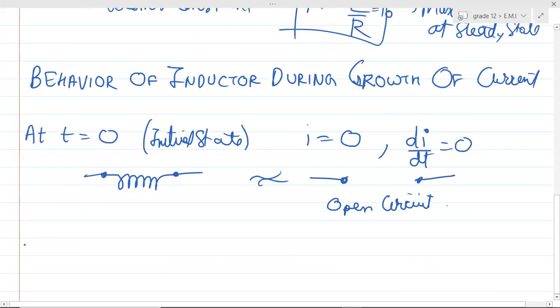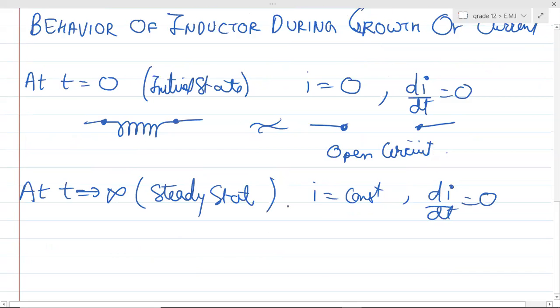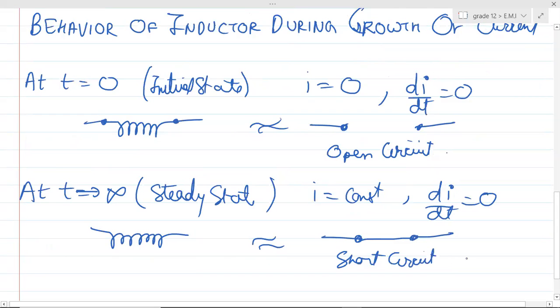At t tending to infinity, basically steady state after a very very long time, what will happen? The current in the circuit will become constant, and when the current becomes constant, then the rate of change of current becomes 0. So the current will not change anymore, the current is becoming constant. That implies this inductor behaves as a closed wire, short circuit wire. It's just a normal wire, okay? Just a wire between 2 points, so we just call it short circuit wire.